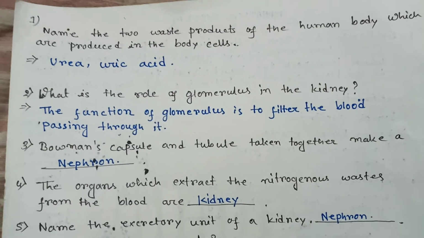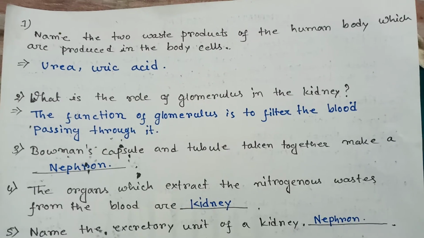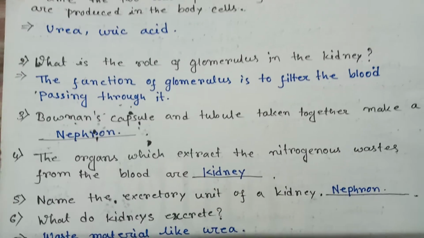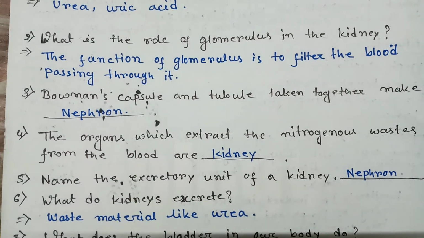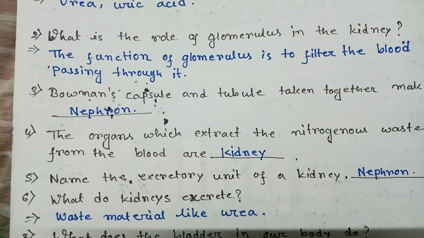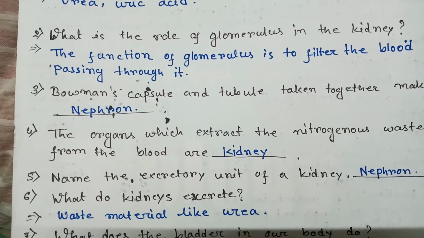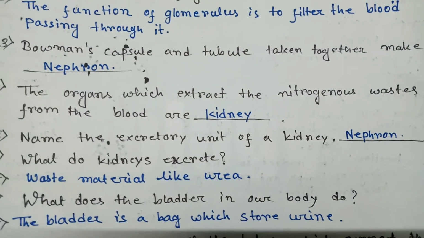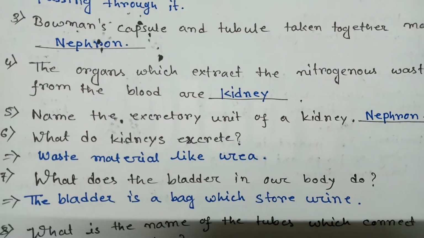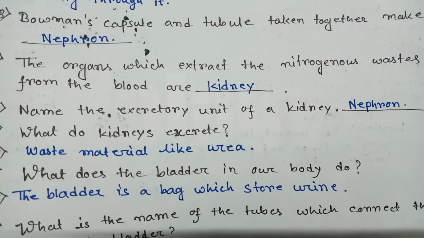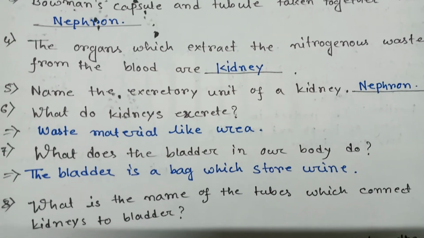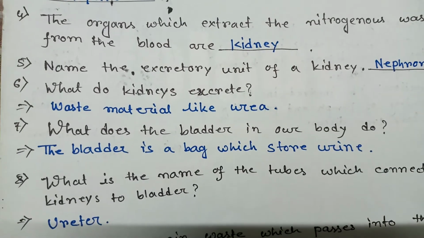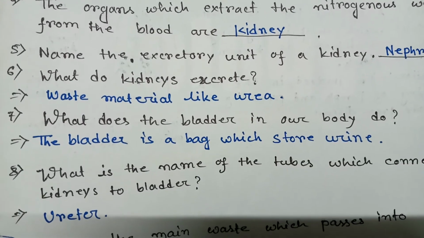First question, name the two waste products of the human body which are produced in the body cells. Answer: urea, uric acid. What is the role of glomerulus in the kidney? The function of the glomerulus is to filter the blood passing through it. Bowman's capsule and tubule taken together make what? Nephron. The organs which extract the nitrogen wastes from the blood are the kidneys. Name the excretory unit of a kidney: nephron. What do kidneys excrete? Waste material like urea.